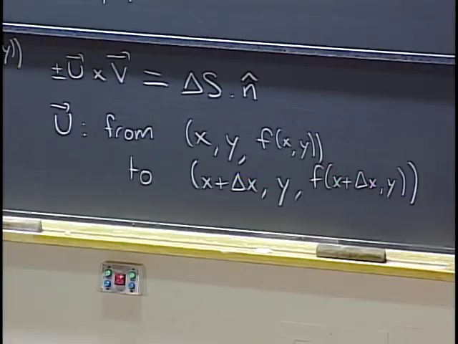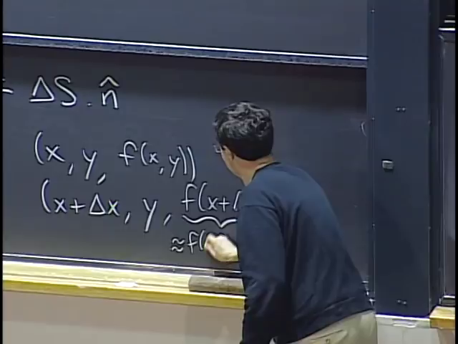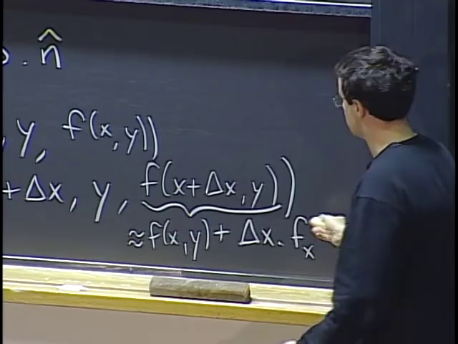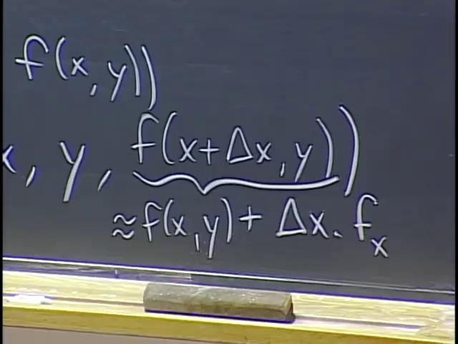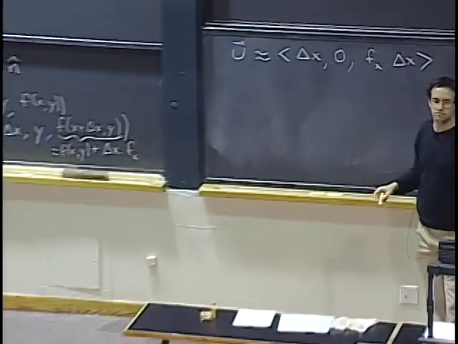Now, how does f change if I change x a little bit? We've seen that it's given by the partial derivative f sub x. So this is approximately equal to f of x, y plus delta x times f sub x at the given point x, y. I'm not going to add it because the notation is already long enough. So that means my vector u is, approximately, because I'm using this linear approximation, delta x, 0, and f sub x times delta x. Is that OK with everyone? Good.